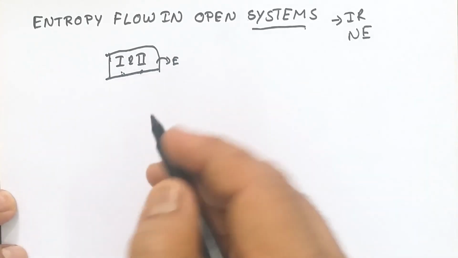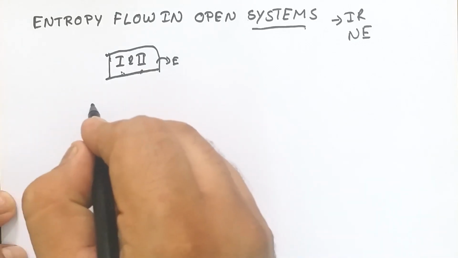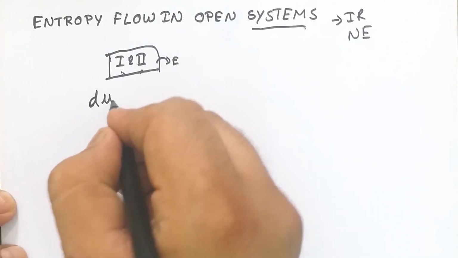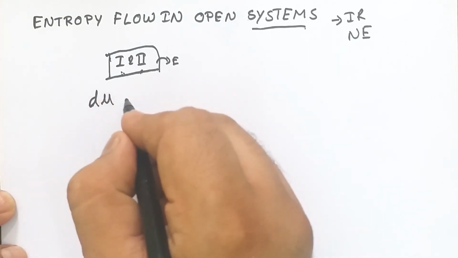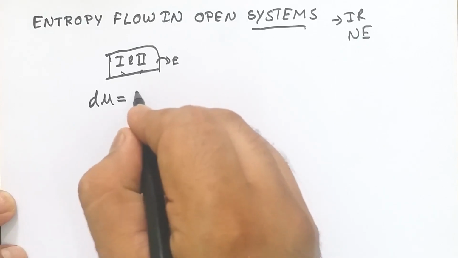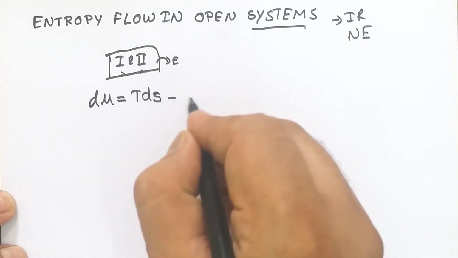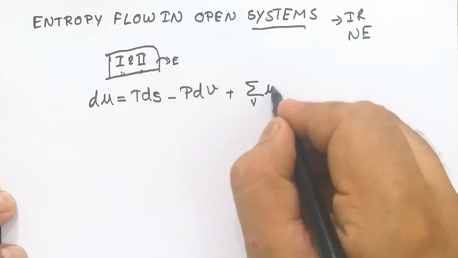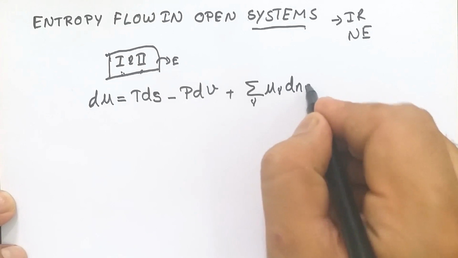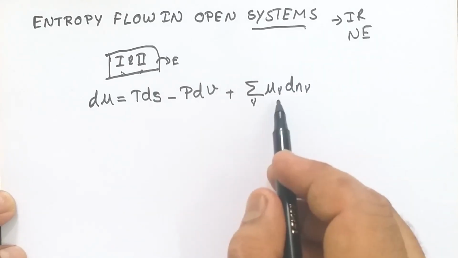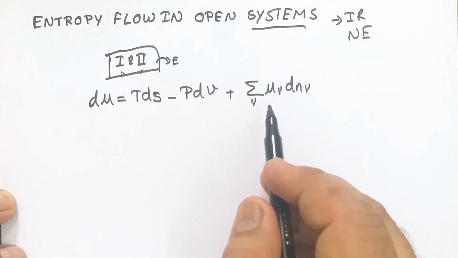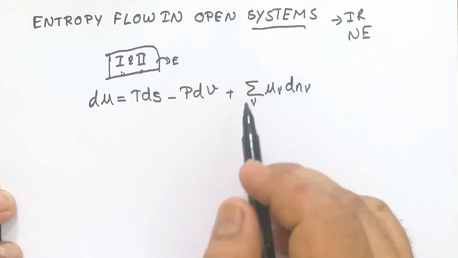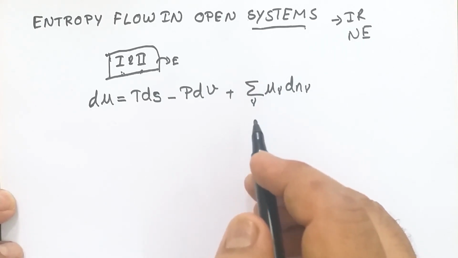Okay, so from the first and second laws of thermodynamics, the change in the internal energy, that is dU, we can write as TdS minus PdV plus summation over gamma of mu gamma dn gamma, where gamma runs over the components present in each phase, and all the other terms are very well known to us.